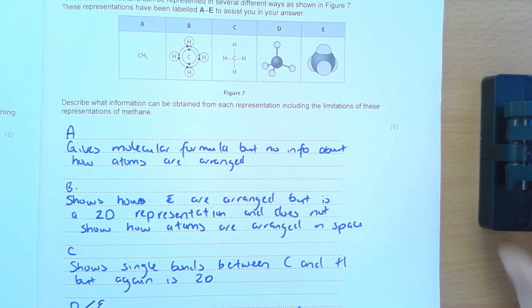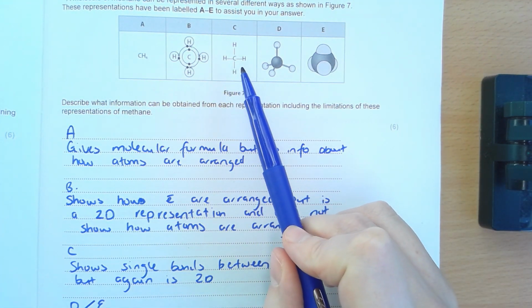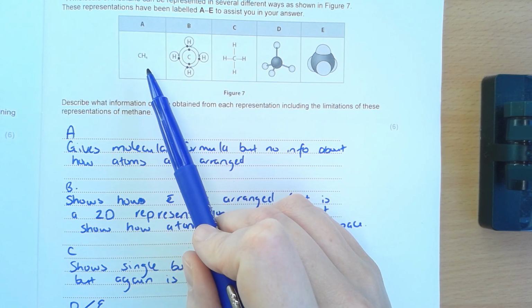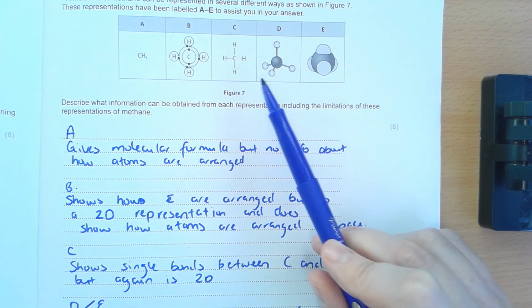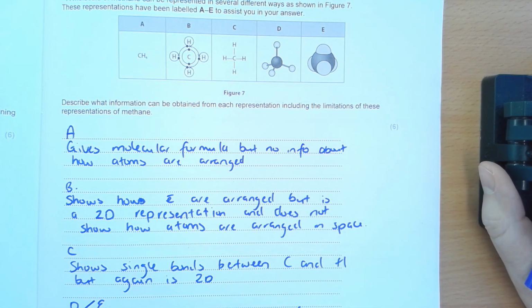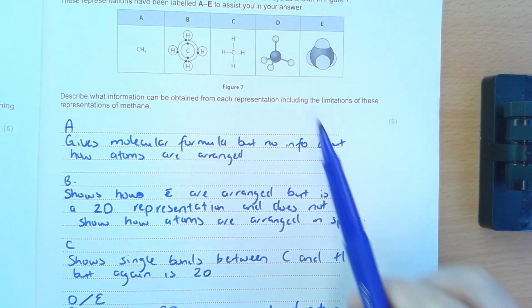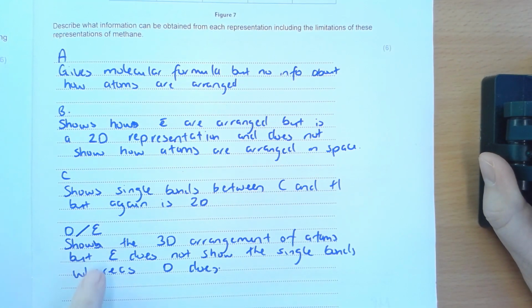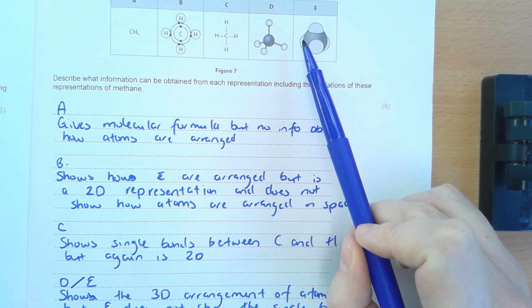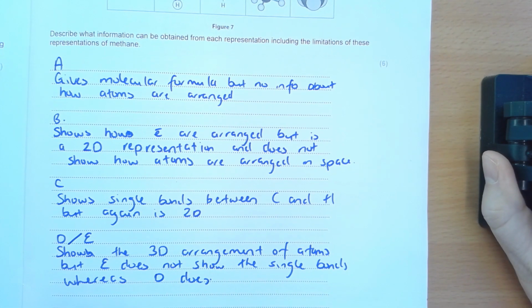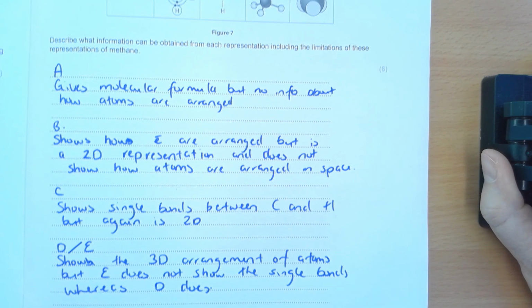Same with C. So C is showing me that I've got single bonds, okay, so it's better than A, but at the same time it doesn't show me how the atoms are actually arranged in 3D, so that would be your limitation of C. And then D and E, they both show you that 3D structure, so you get that 3D arrangement of the atoms. But E in particular, you can't see the single bonds, so you don't know how the electrons are arranged. You can't see that you've got single bonds.